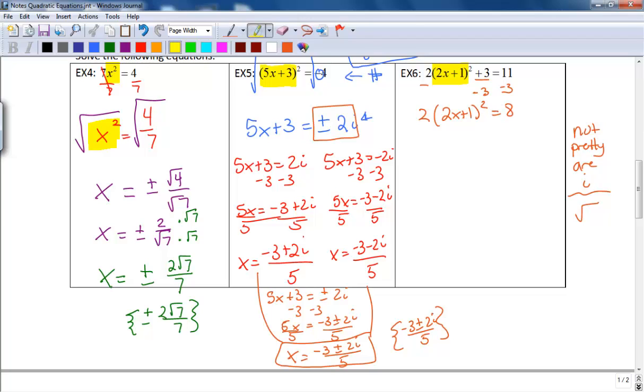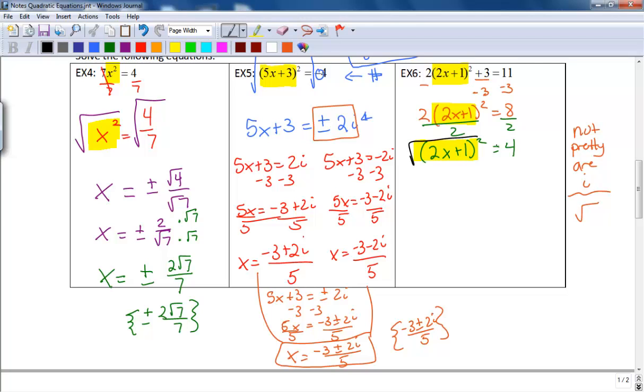Am I isolated? Again, this is what I'm squaring. No, I'm not isolated. I need to divide 2 out. So I divide out my 2, and I end up with 2x plus 1 quantity squared is equal to 4. Am I now isolated on one side? Yes, I'm isolated. So what I need to do now is take the square root of both sides to solve. Let's take the square root of both sides.